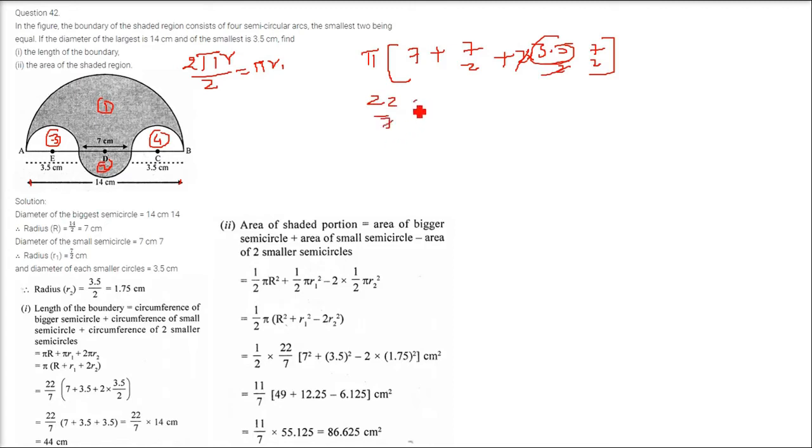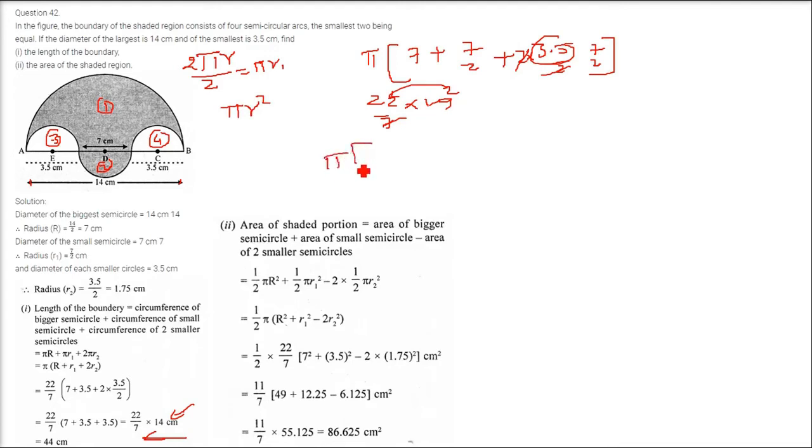So 22 by 7 into 14. 7 into 14, 44 you get. So 44 is the perimeter, you can say, of the boundary. Now coming to the area. Area is what? For a semicircle, the area is pi r square. So same thing we'll do.